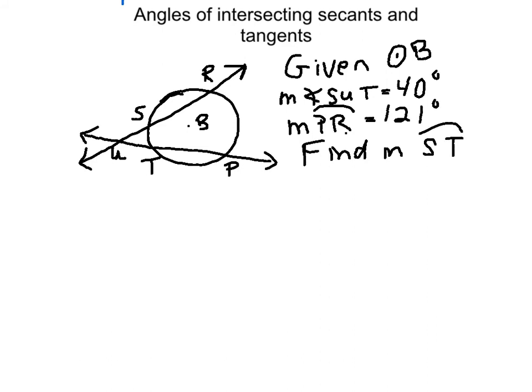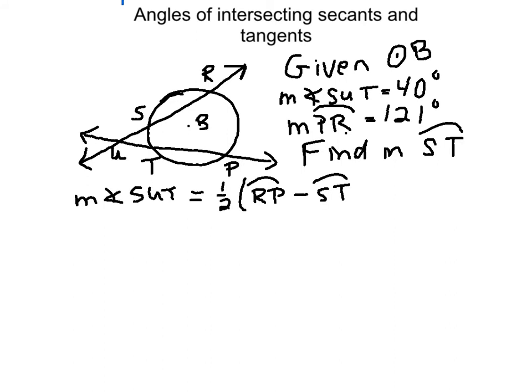Alright, so before I change colors, what I want to do is just give you the formula again. The measure of angle SUT is going to equal 1/2, again, the major arc minus the minor arc. And in our case, we'll just label them up. The major arc is going to be RP minus the minor arc, which is ST. So let me switch colors so I can show you which ones I'm talking about. Orange looks good. So we want this angle, and it's equal to this major arc minus the minor arc, split in half.